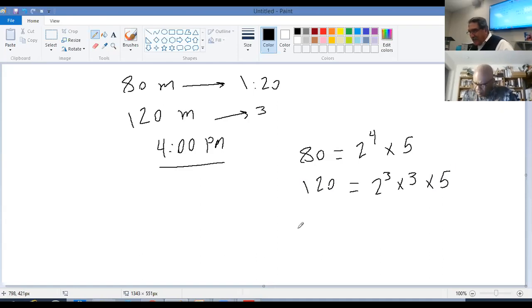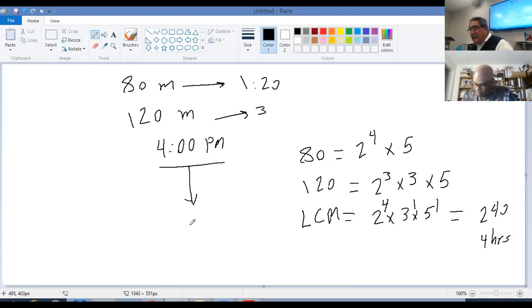All right? The least common multiple, LCM, should have 2, 3, and 5. 2 to the power of 4, I choose the greatest. 3 to the power of 1, 5 to the power of 1. And if you multiply these together, you get 240 minutes or 4 hours. So if they start at 4 p.m. at the same time, the next time that both movies will start at the same time would be 8 p.m.